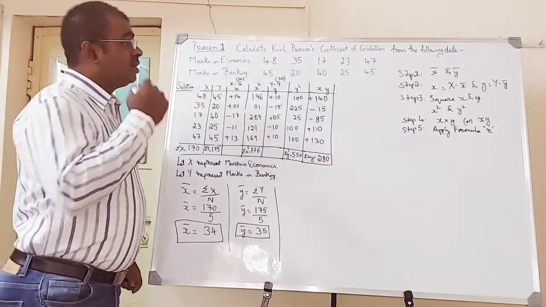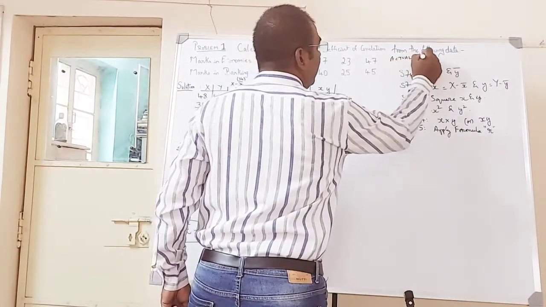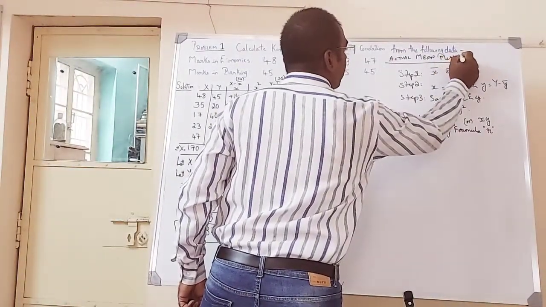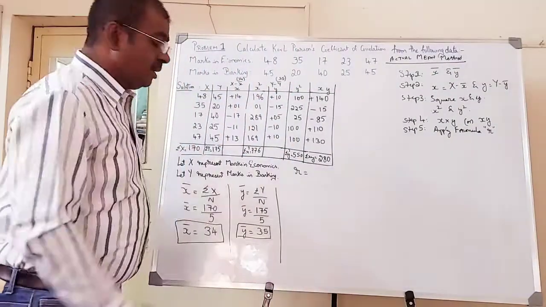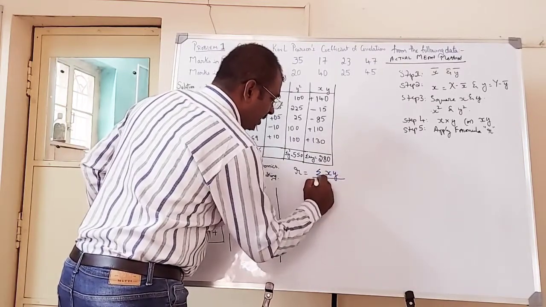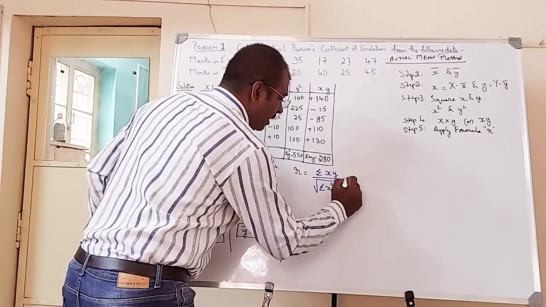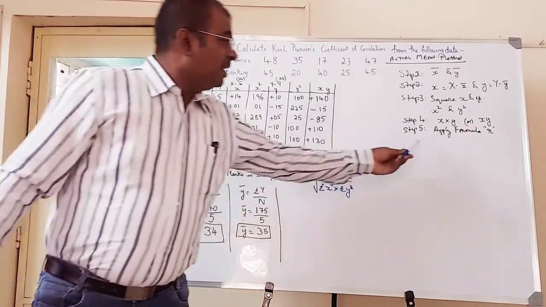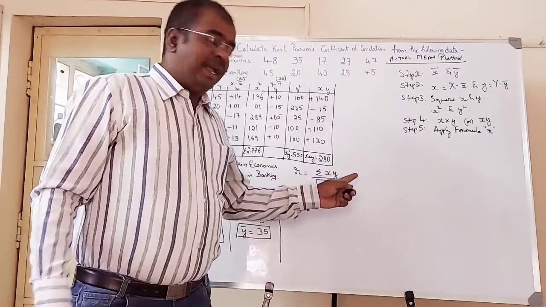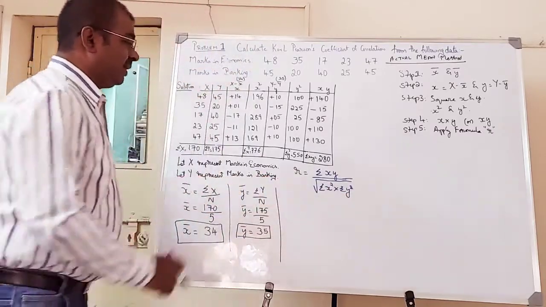And we know that we are solving this problem under which method? Under the actual mean method. R is equal to sigma xy divided by the square root of sigma x square into sigma y square. I repeat once again, the formula of R is equal to sigma xy divided by the square root of sigma x square into sigma y square.